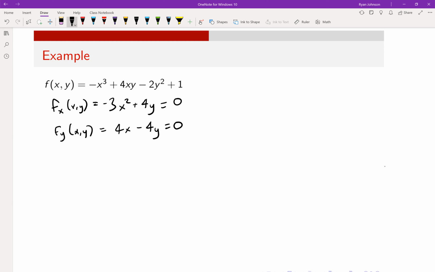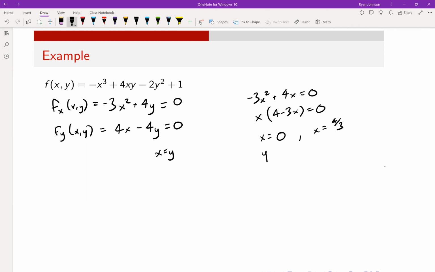Then we get that x equals y from that one. And then if x equals y, we'll plug in: negative 3x squared plus 4x equals 0. We'll factor out x times 4 minus 3x equals 0. And so x is 0, or x is 4/3.